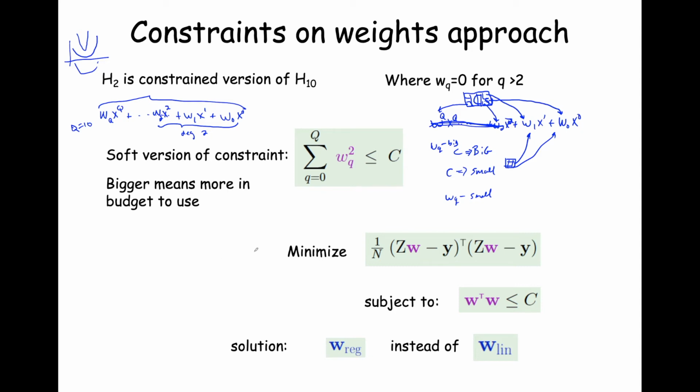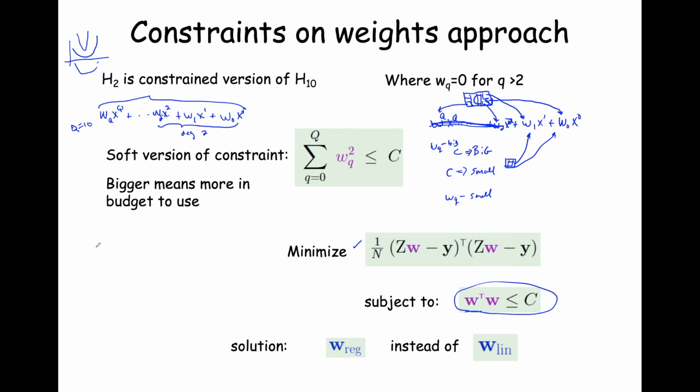And so it changes this optimization to be that same minimization. So we still have that minimization, but now we introduce this constraint, subject to W transpose W is at most C, which is exactly what this soft constraint is doing.